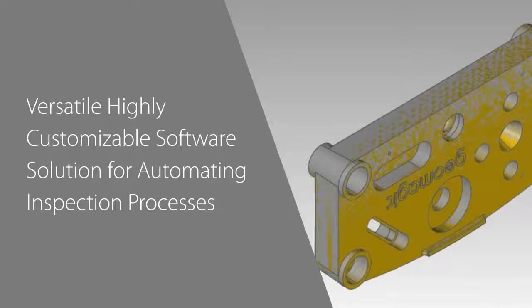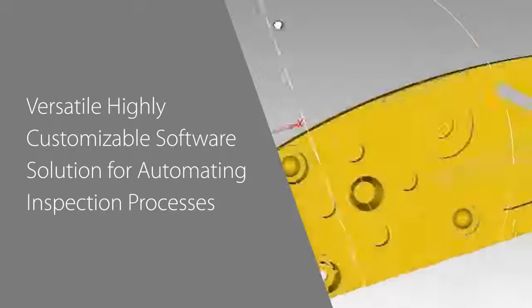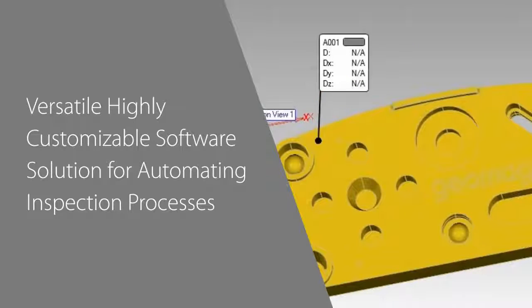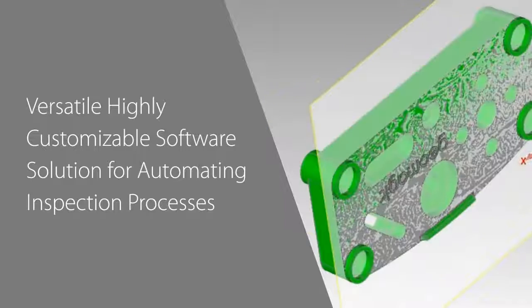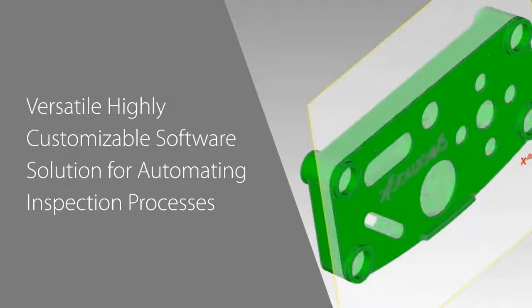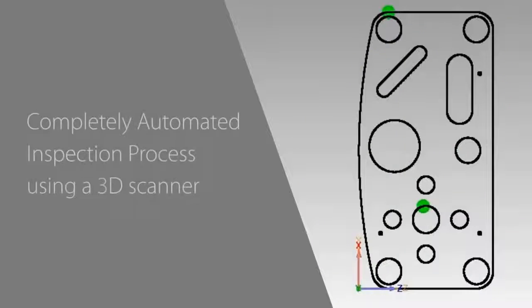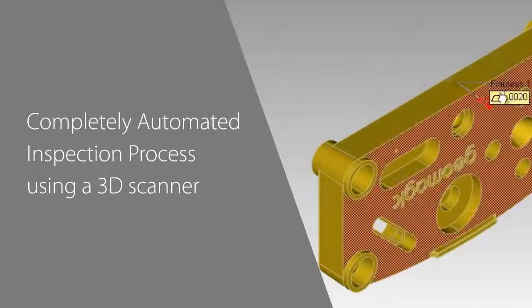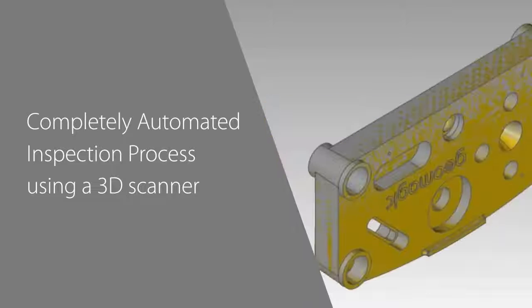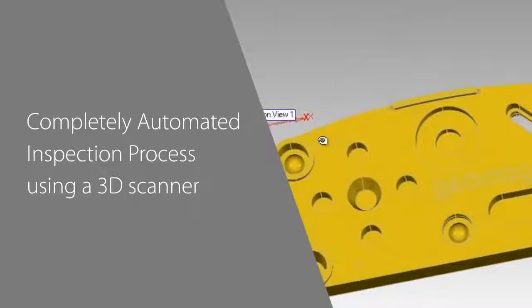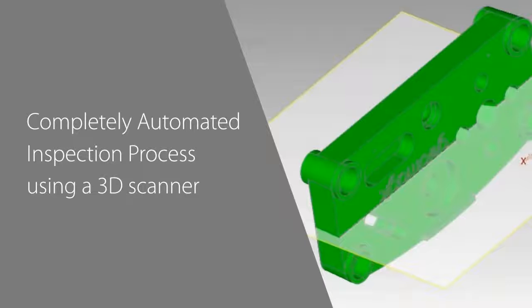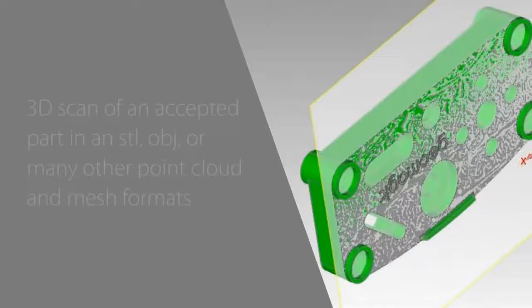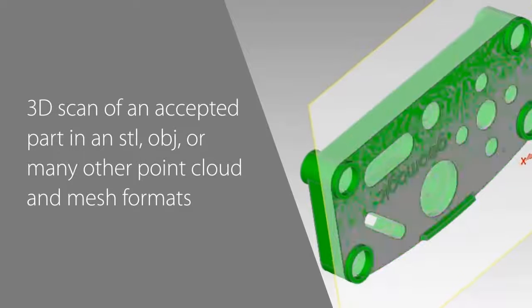Geomagic Control is a versatile, highly customizable software solution for automating inspection processes using data from portable metrology devices. In this video, you'll see how you can set up an inspection process on a reference file, then use the scripting tools within Control to run a completely automated inspection process using a 3D scanner. Once the script is created, Geomagic Control will run completely independently, so you can inspect hundreds or thousands of parts quickly and accurately. The first step in setting up our automated inspection is opening a reference file.